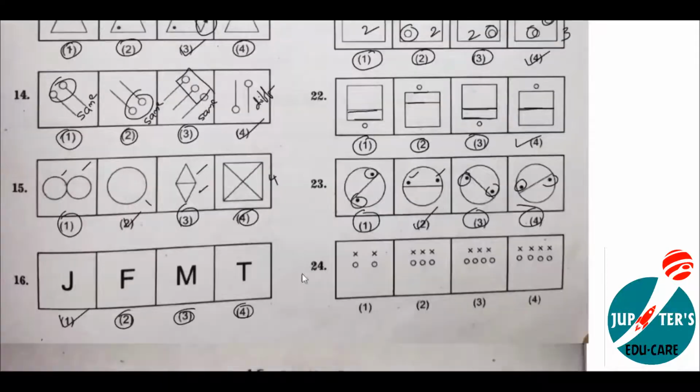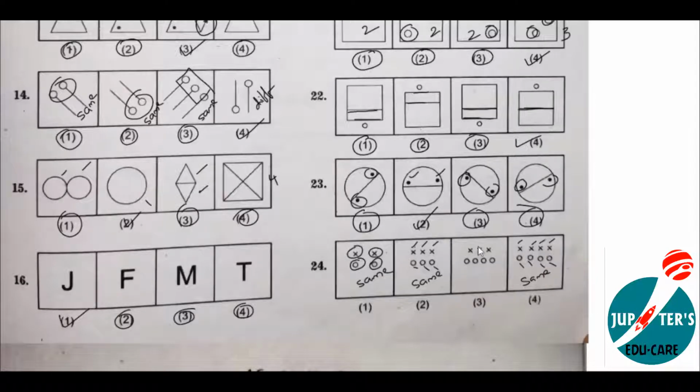Next, question number 24, first option. We have two cross symbols and two circle symbols, meaning same. In option 2, 1, 2, 3, three cross symbols and 1, 2, 3, three circles. So option 2 is also same. In option 4, 1, 2, 3, 4, four cross symbols, 1, 2, 3, 4, four circles. So option 4 is also same.